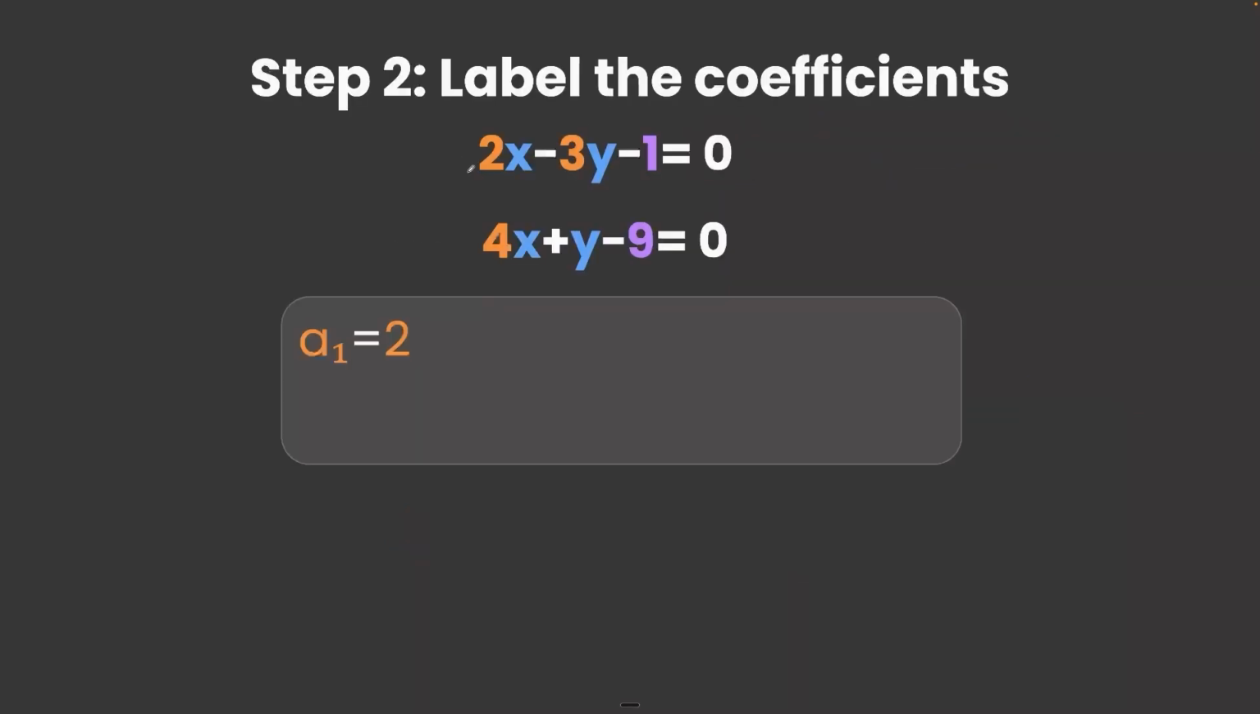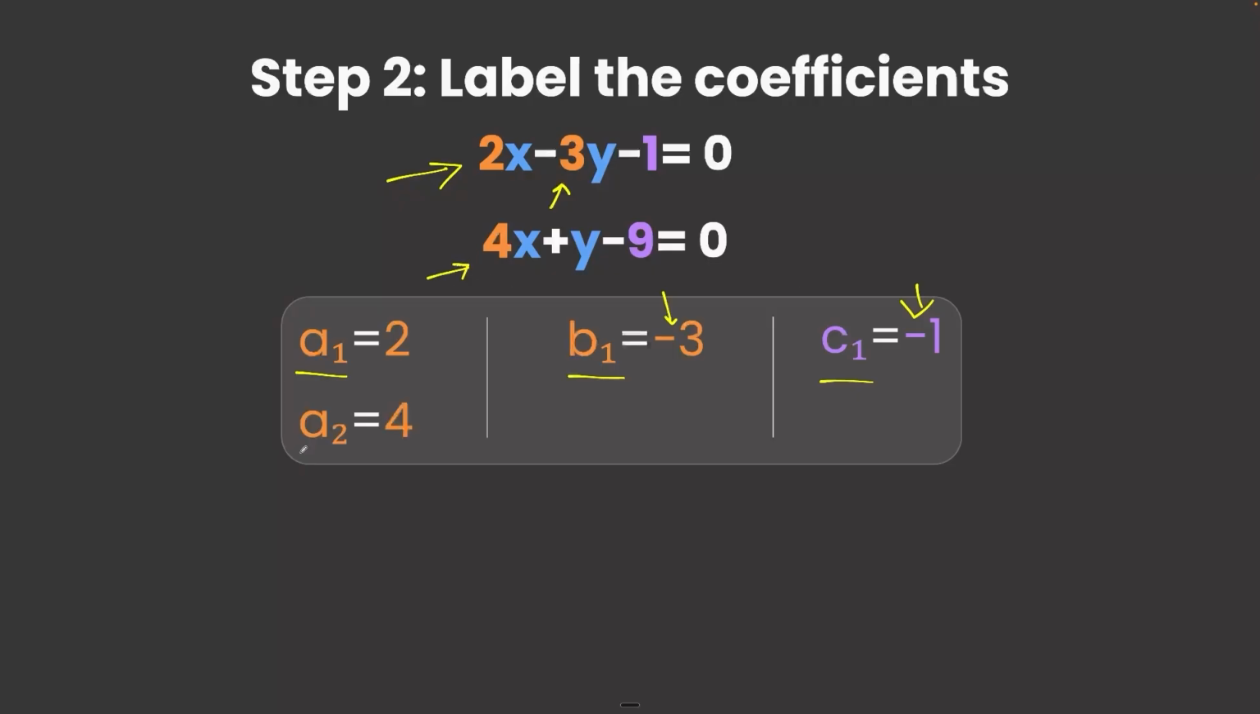So we label 2 in equation 1 as a1 and we label the 3, or rather minus 3, in equation 1 as b1. Basically, the coefficient of y in the first equation is b1 and c1 is minus 1. Mind you, this is minus 3 and minus 1. Please don't make it plus 3, right? So that will make a lot of difference. Similarly, the x coefficient in the second equation is a2, which is 4, and the y coefficient in equation 2 is b2, which is 1, and the constant in the second equation is minus 9.